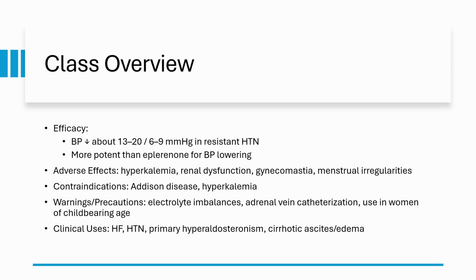Adverse effects include hyperkalemia and worsening renal function for both medications, but spironolactone is more likely to cause endocrine adverse effects such as gynecomastia in men and menstrual irregularities in women. Key warnings and precautions include electrolyte imbalances, patients undergoing adrenal vein catheterization, and use in women of childbearing age. Its contraindications include Addison disease and hyperkalemia. Its clinical uses include heart failure, hypertension, primary aldosteronism, and ascites due to cirrhosis.